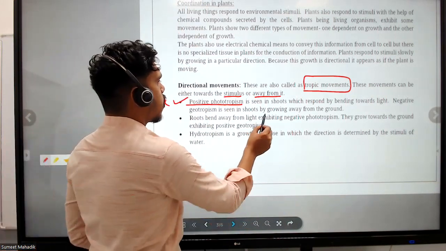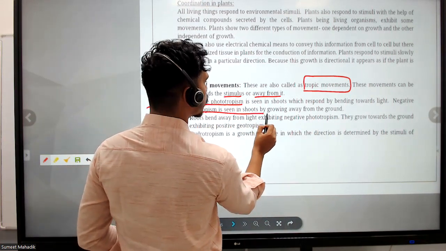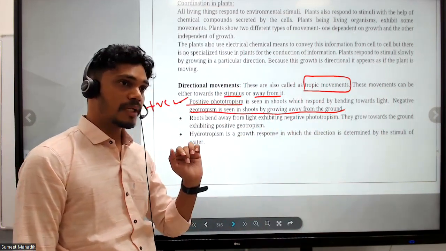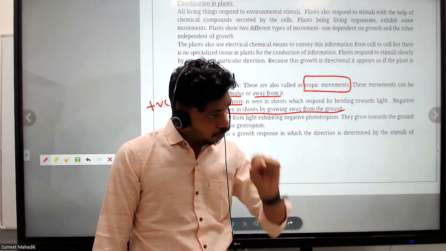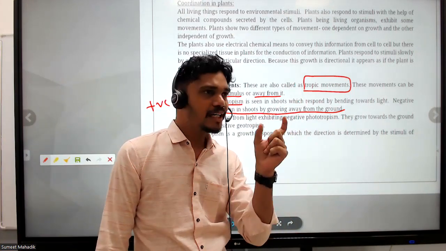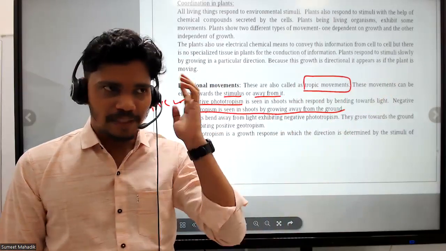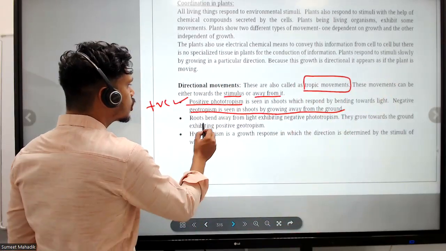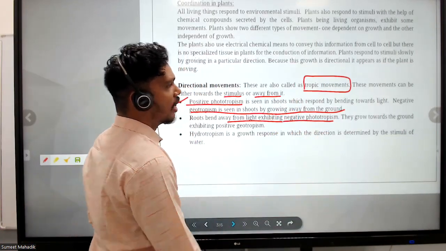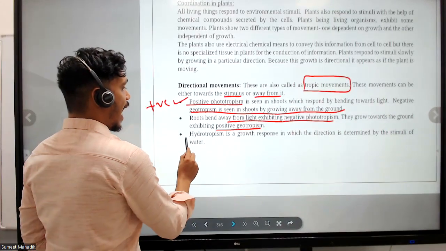soil. Okay. Geotropism. Negative geotropism is seen in the shoots by growing away from the ground. In case of root, it's the opposite. They will show positive geotropism but negative phototropism. What is phototropism? Movement towards the light. What is geotropism? Movement towards gravity, the soil. Roots bend away from the light, right? They show negative phototropism. They grow towards the ground, exhibiting positive geotropism.